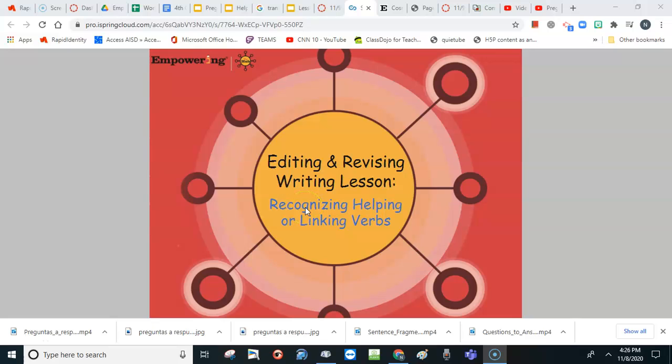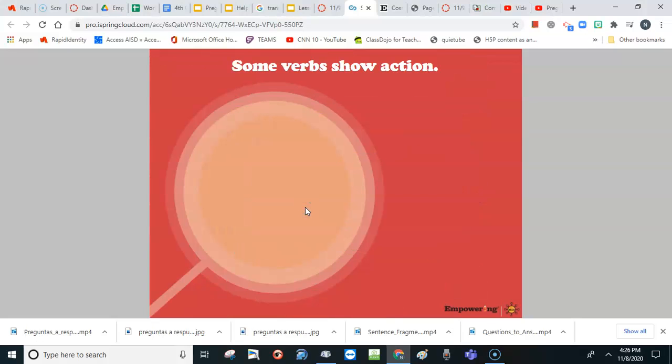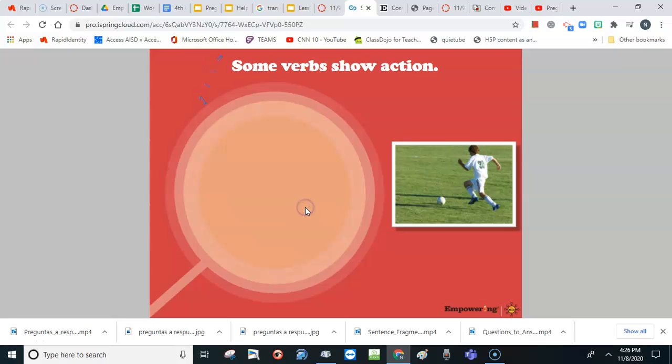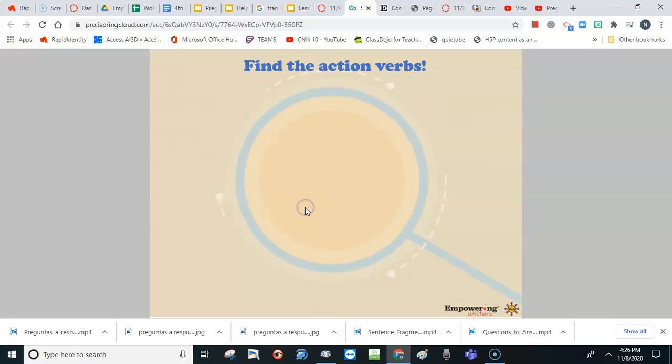Today's writing lesson, editing and revising. Recognizing helping or linking verbs. Some verbs show action. John raced across the field. What did John do? Raced. Raced is an action verb.